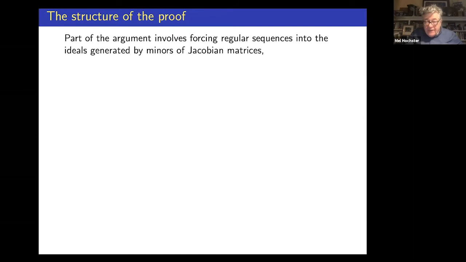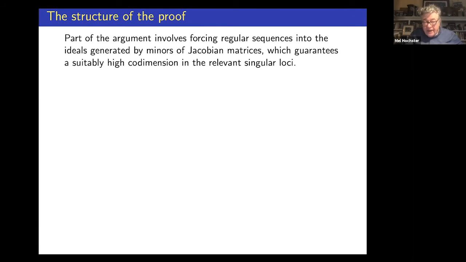And it's a key point that the entries of the Jacobian have smaller degree than the original polynomials. So you're doing something there in smaller degree. It's still very complicated. And this guarantees a suitably high codimension in the relevant singular loci. So that's what the regular sequence business is key, but you can push it and get more information out of it than you thought you might.